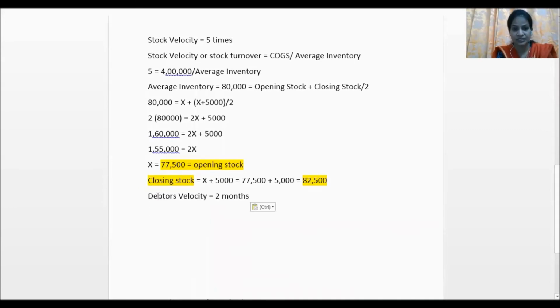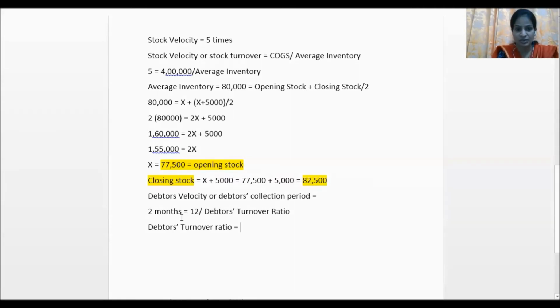Here I'm putting debtors velocity equals 2 months. Debtors velocity, which is given in months, is the debtors collection time, that is what I'm specifying here, 2 months. Since it is given in months, I'm taking 12 months divided by debtors turnover ratio. So 12 divided by 2 will be 6 times. After every 2 months if they are paying, in a year they'll be paying you 6 times.